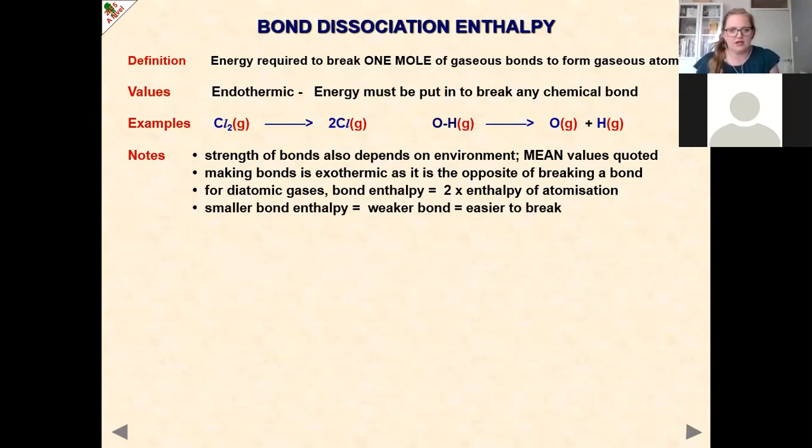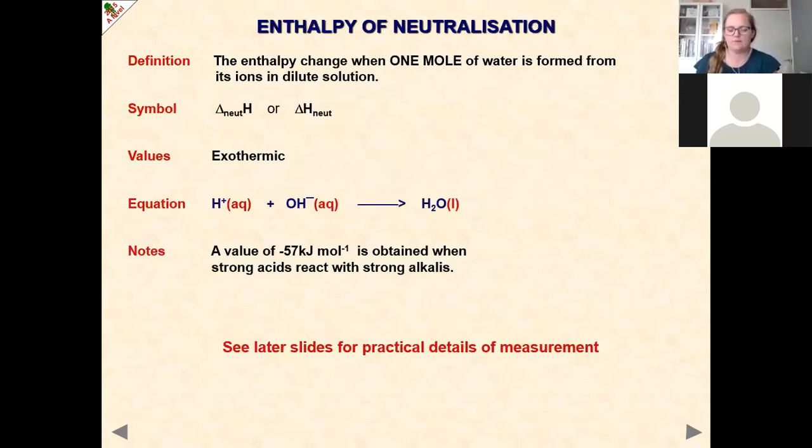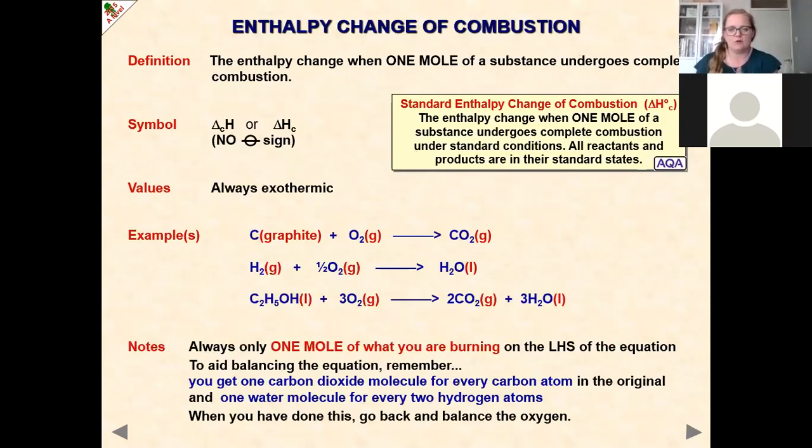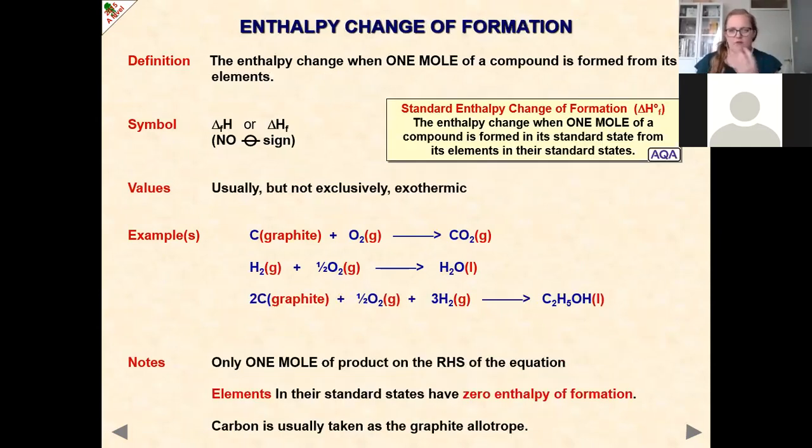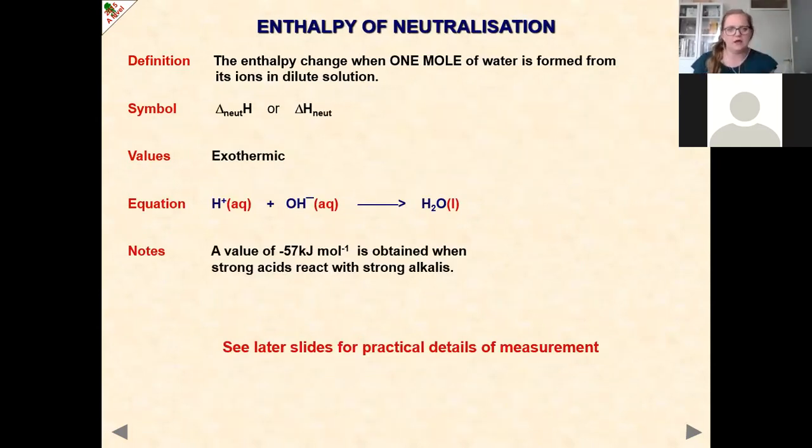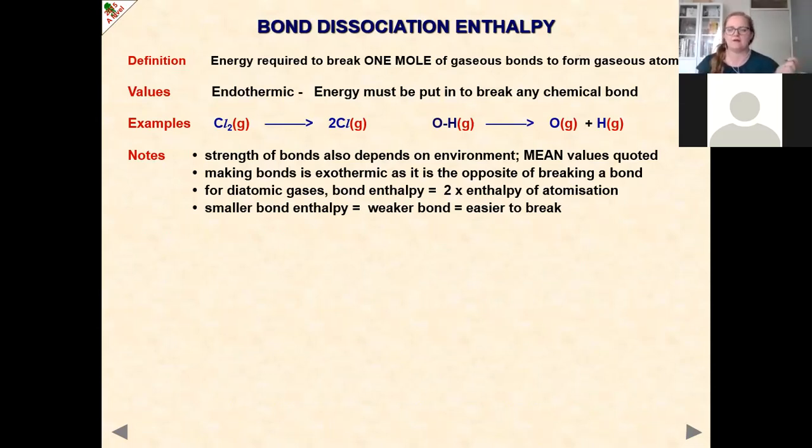So back here, we've had aqueous and liquid states. We've got mixtures of gases and liquids. But here, for bond dissociation, it's gaseous to gaseous atoms, okay? So this is to break a mole of gaseous bonds to form gaseous atoms. We are breaking a compound down to its atomic form. Therefore, it will be an endothermic reaction. The energy must be put in to break those chemical bonds.